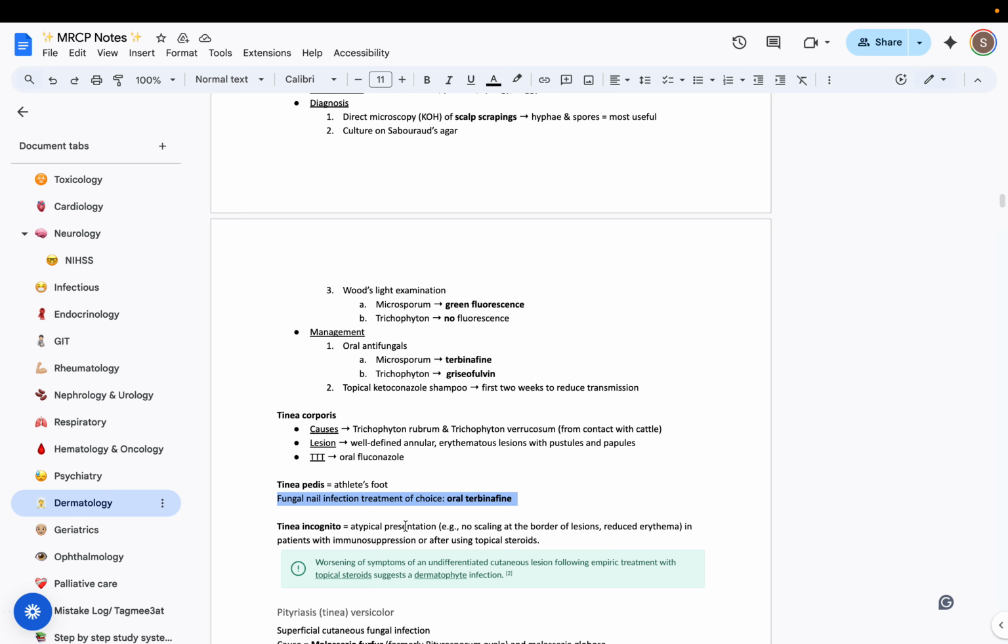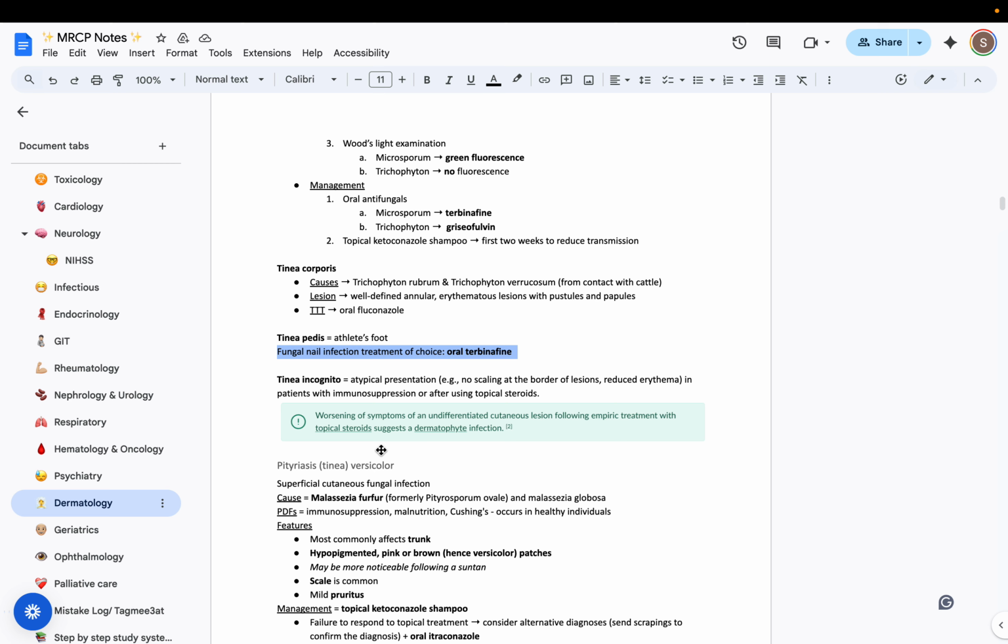Incognito is an atypical presentation. These would happen in patients who are immunosuppressed. If an undifferentiated cutaneous lesion worsened after empiric treatment with steroids, this suggests a dermatophyte, because dermatophyte infection would worsen after giving steroids, okay?